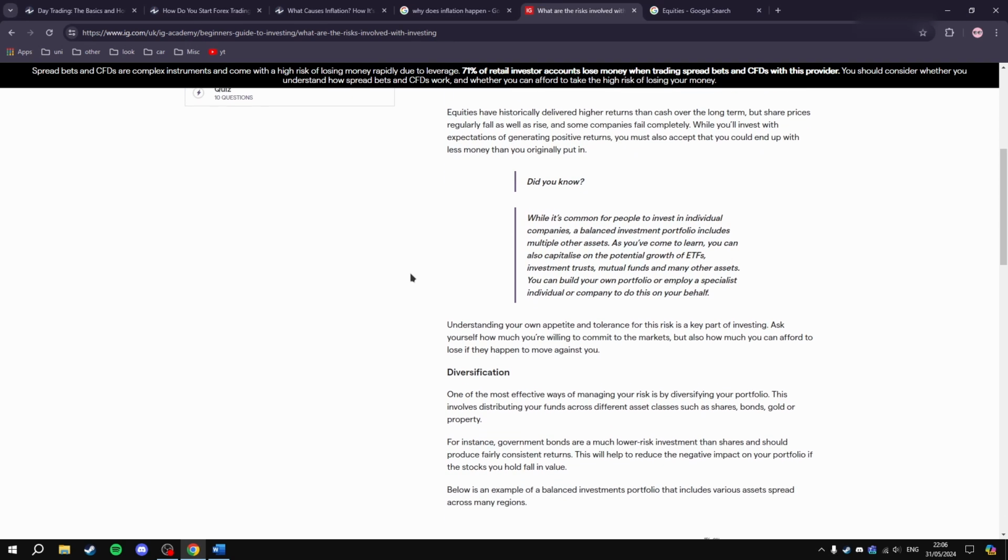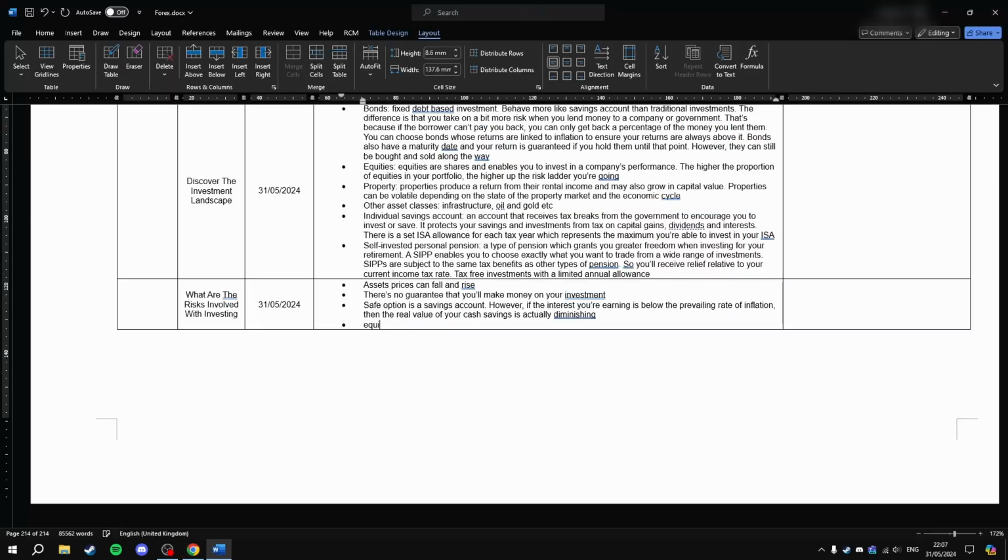Equities have historically delivered higher returns than cash over the long term, but share prices regularly fall as well as rise, and some companies fail completely. While you invest with expectations of generating positive returns, you must also accept that you could end up with less money than originally put in.